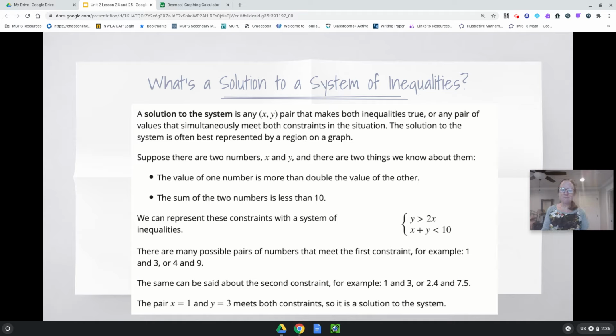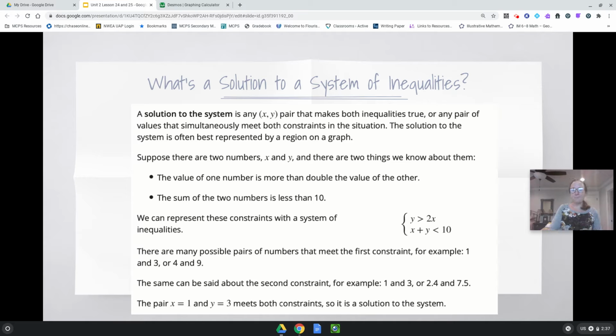There's some different possible pairs of numbers that could meet the first constraint. So for example, 1 and 3 are possible values for x and y. 4 and 9 are possible values for x and y. And we can say the same thing about the second constraint. So for example, 1 and 3 are solutions, or 2.4 and 7.5 are solutions. This pair x equals 1 and y equals 3 meets both constraints, so we can say that it's a solution to the system.